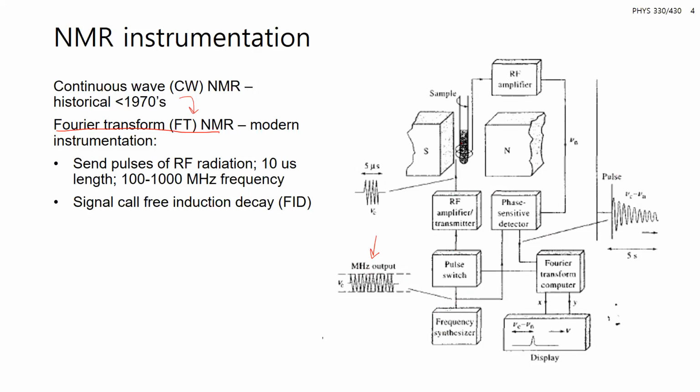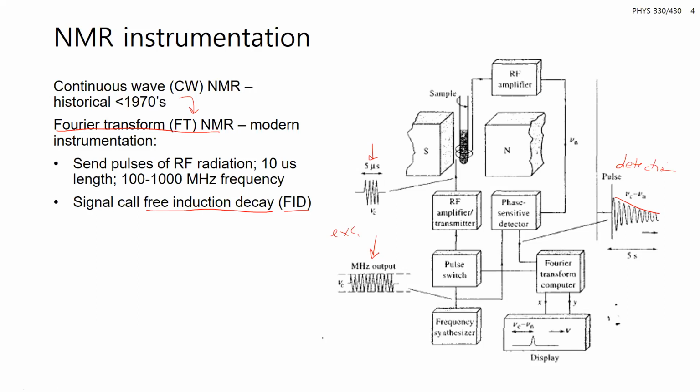Let's see here. And then as you detect that, if this is an excitation, the detection is going to have this sinusoidal decaying wave that's called a free induction decay. So you hear FID, that's what this is discussing, seeing this decay over time due to the fact that you're pulsing your excitation.